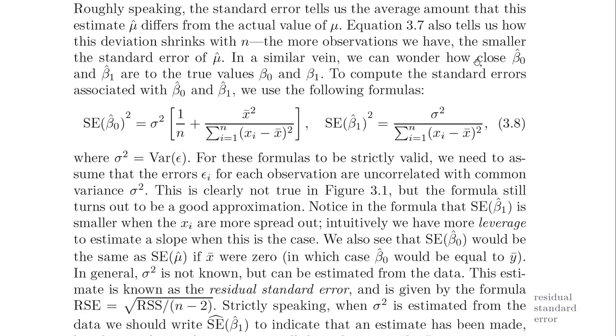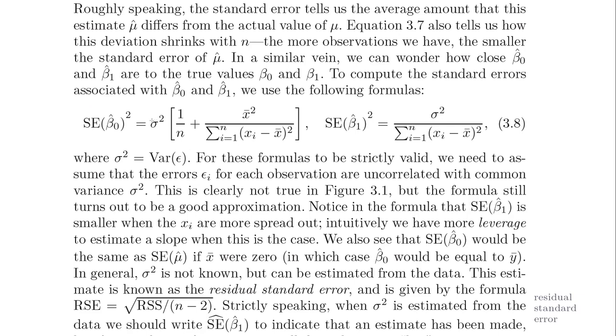In a similar vein, we can wonder how close beta naught hat and beta 1 hat are to the true values, beta naught and beta 1. To compute the standard errors associated with beta naught hat and beta 1 hat, we use the following formulas. And this is really interesting. It's the first time that we're using the error term within our formulae.